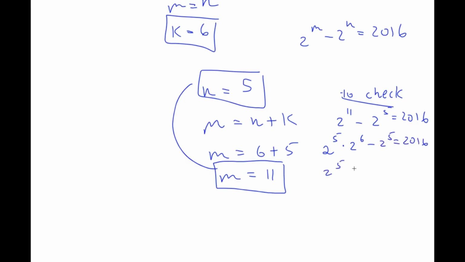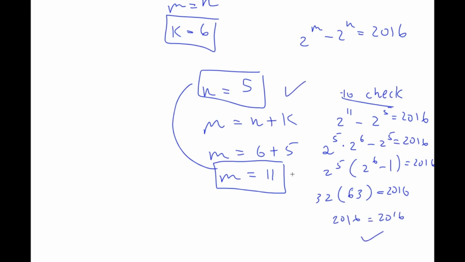Now if I factor out 2 to the power of 5, I get 2 to the power of 5 times 2 to the power of 6 minus 1, is 2016. Now 2 to the power of 5 is 32. 2 to the power of 6 is 64. 64 minus 1, and now this is equal to 2016. 32 times 63 is 2016. So we have 2016 is equal to 2016, meaning our values for n and m are right.